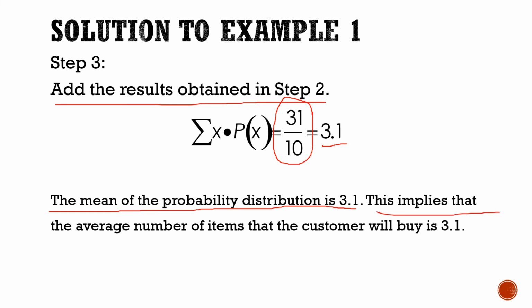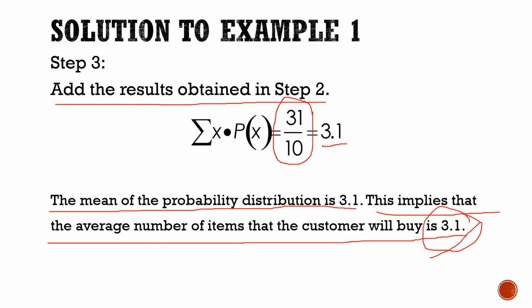This implies that the average number of items that the customer will buy is 3.1. So again, your 3.1 here is a theoretical mean, because in reality, there is no such thing as 3.1 items. So it should be a whole number. But with our computation, our resulting value for the mean is 3.1. Therefore, your 3.1 here is a theoretical mean.